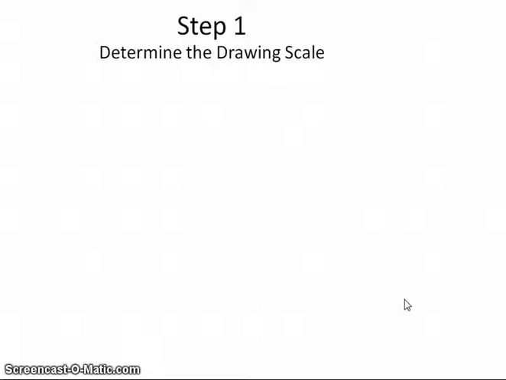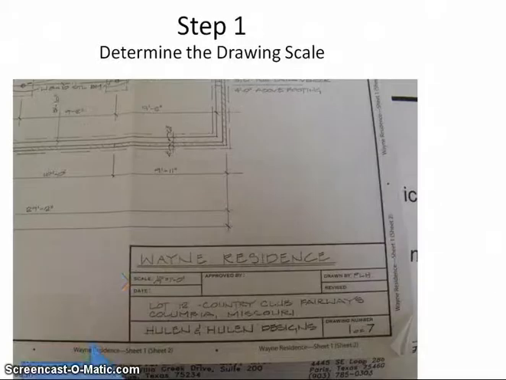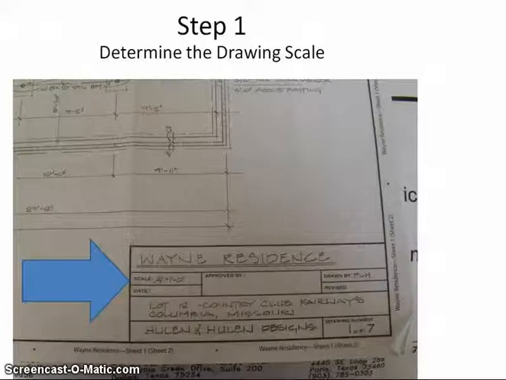So the first step of determining what scale we're going to use is to determine what size scale our drawing is actually in. A lot of your blueprints or your floor plans are going to have an instruction or information box. In these boxes, it's going to tell you all the information in regards to your blueprint or your floor plan. This one here shows that our scale is 1/4 inch equals 1 foot.